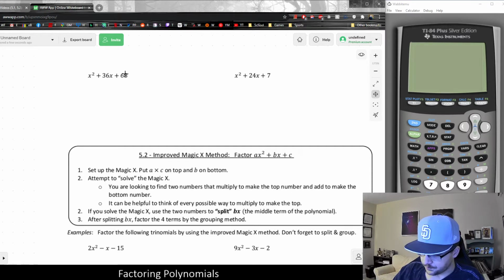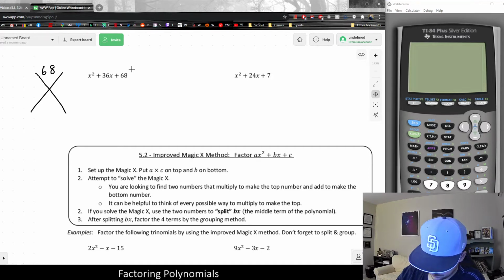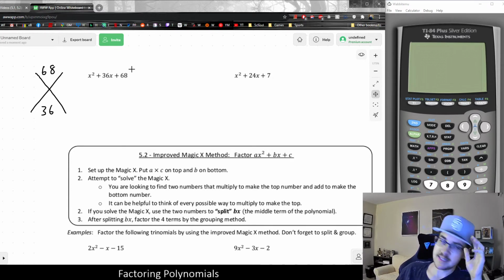putting... I'm going to multiply this times this. 1 times 68 is 68, and that's going to go on top of the magic X. And then the middle term is going to go on the bottom, which we call B, and AC goes on top.